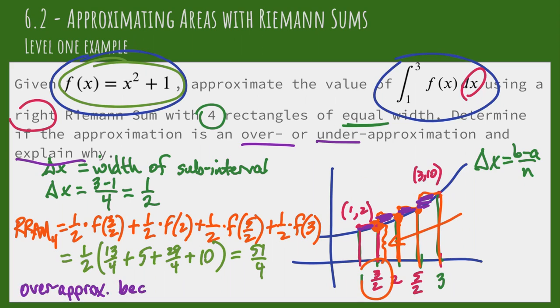The reason that it's an over approximation is because we're using the right endpoints, and the right endpoints are higher than the left endpoints and every value in between because the function itself is increasing. So I'm going to say because f of x is increasing. And specifically, it's increasing on this interval. f of x is not always an increasing function. Over here, as we go to the left, it is a decreasing function. But on this interval, f of x is increasing. And remember, we know increasing functions are going to have an over approximation for RRAM on that interval.